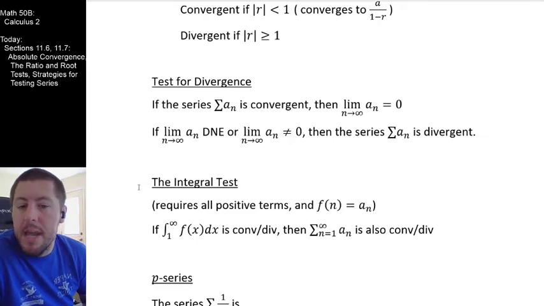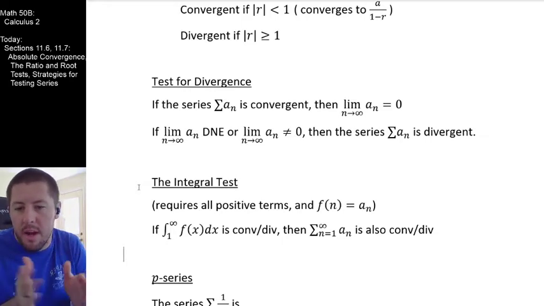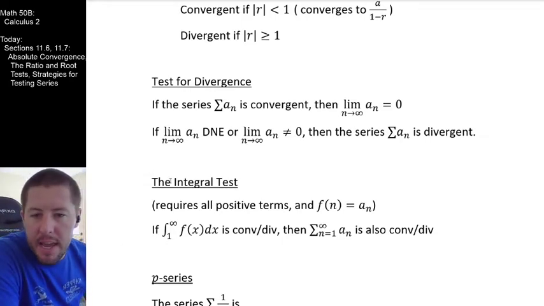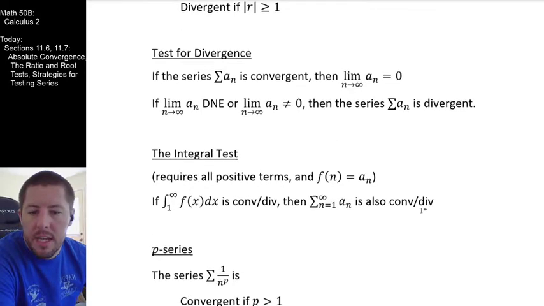But the integral test did do a comparison between the amount of area underneath a curve and the area underneath a bunch of rectangles with width 1. So this was sort of like a special case of the comparison test with the integral test here.